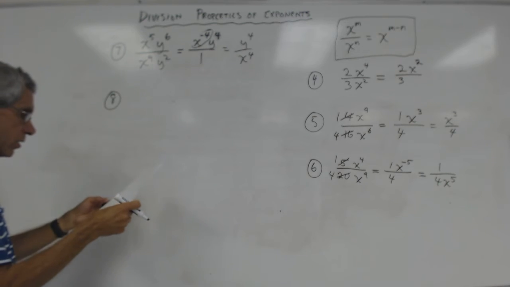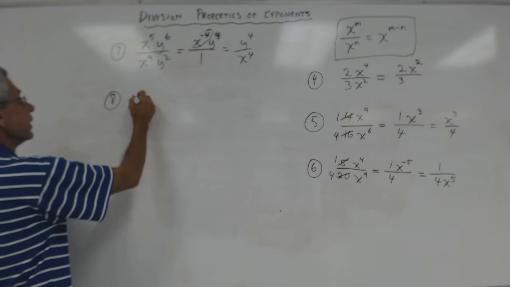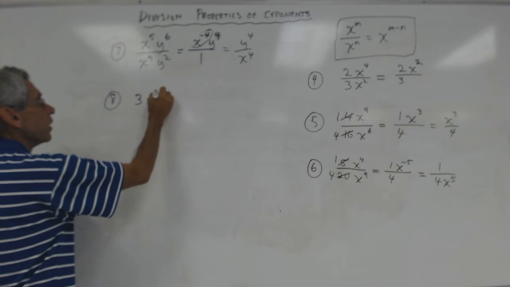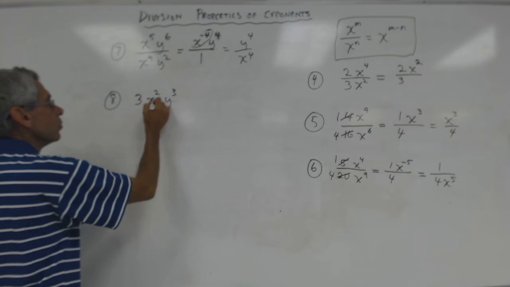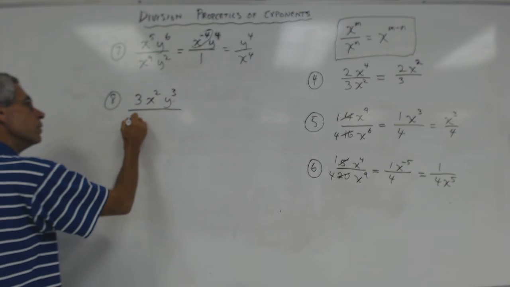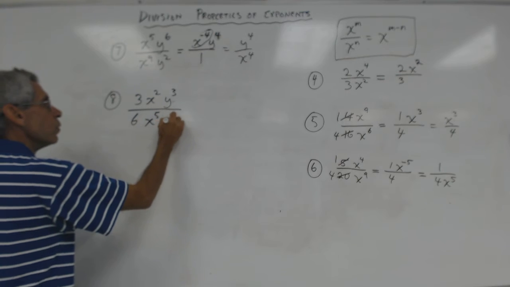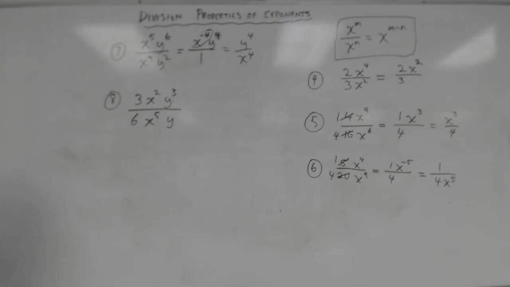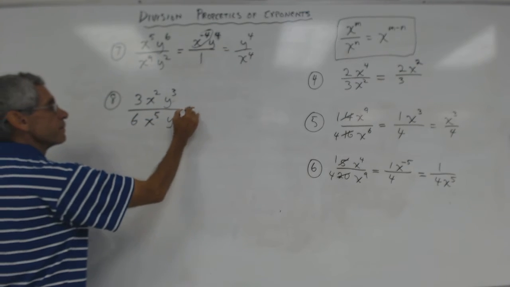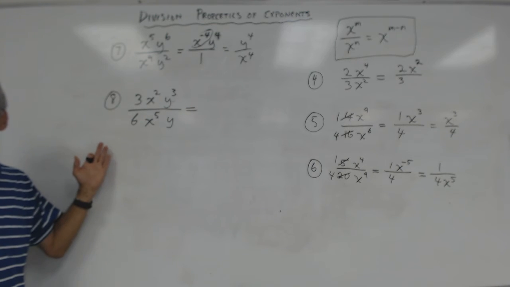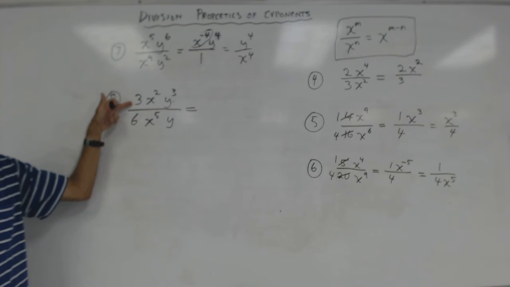Let's make it slightly harder by putting numbers in here. What if I had 3x squared y cubed over 6x to the 5th y? What would I do? You've got to combine everything. All right, but one thing at a time. Always take care of the coefficients first.